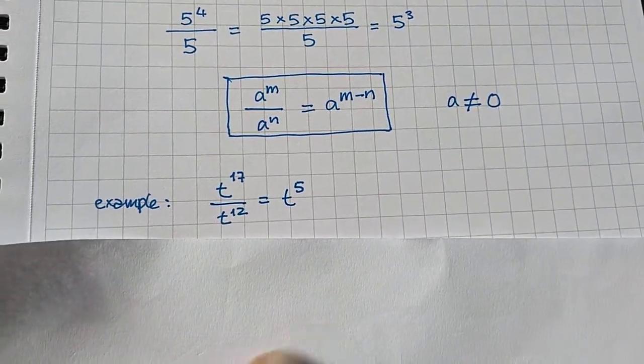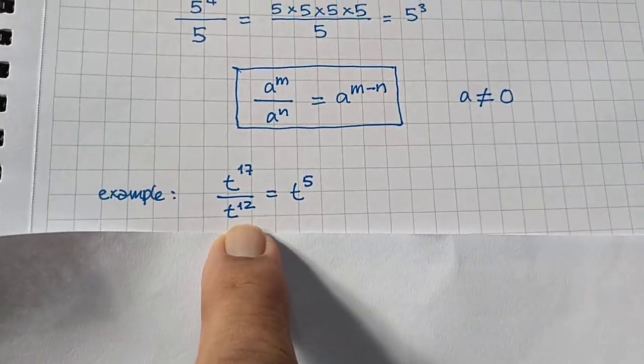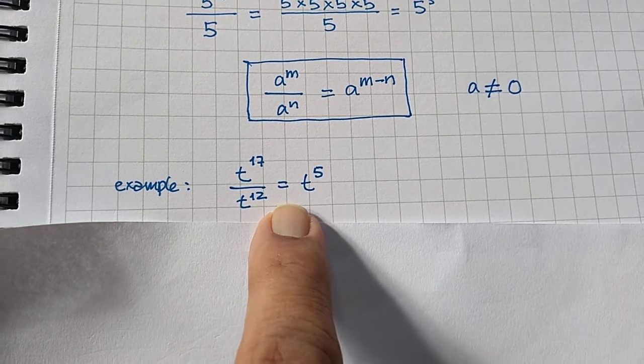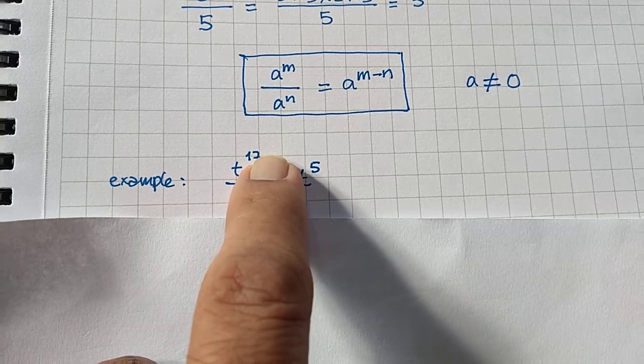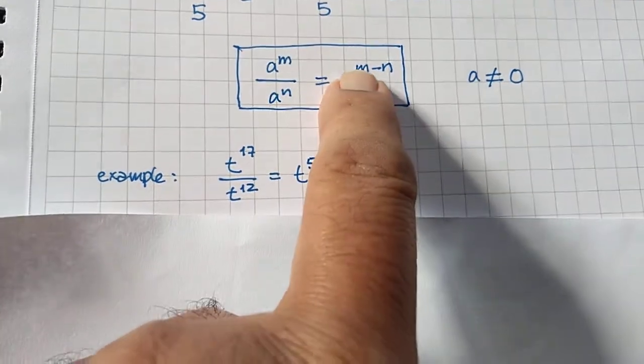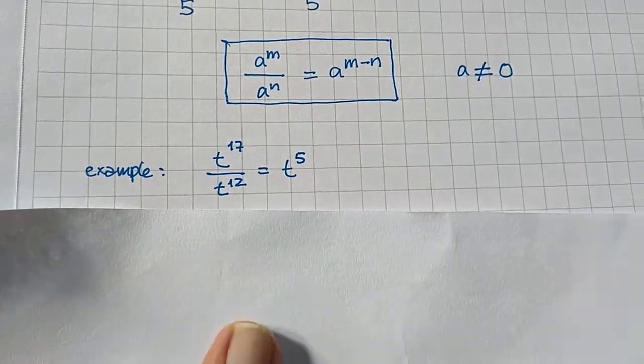So for example, if I have t to the power 17 divided by t to the power 12, I can immediately say this is t to the power 5. Why 5? Because it is 17 minus 12. Okay.